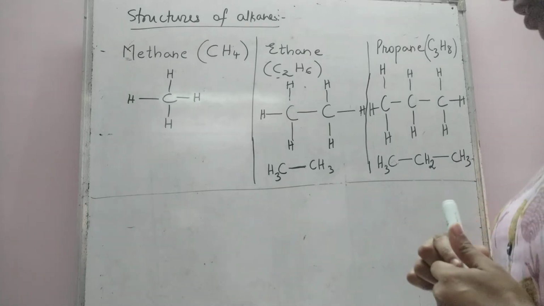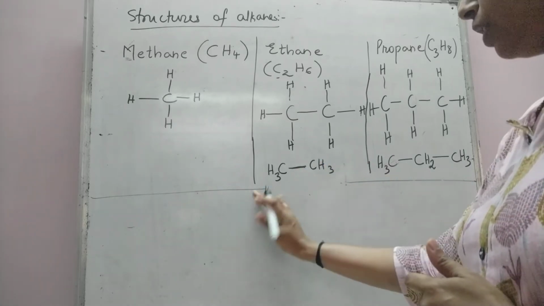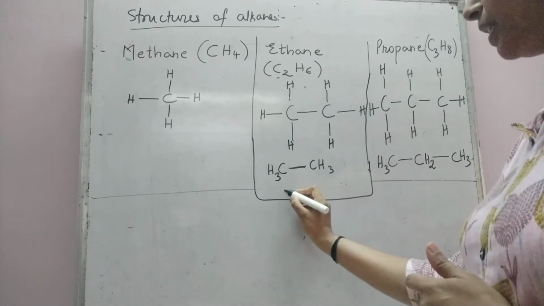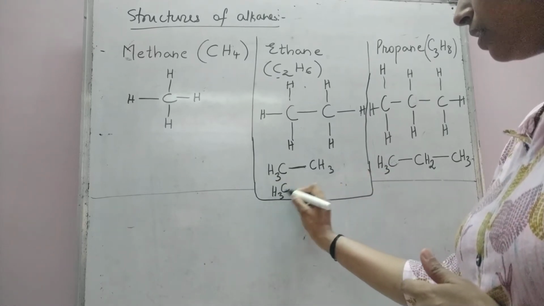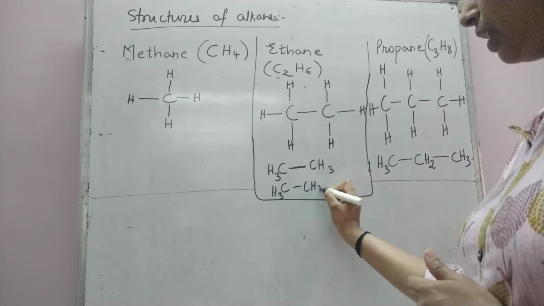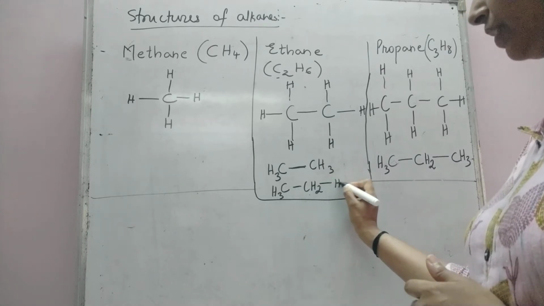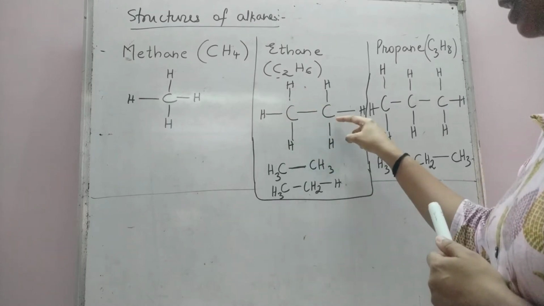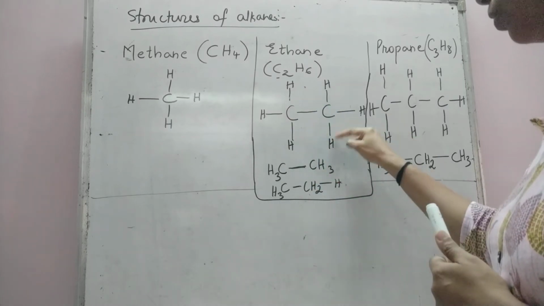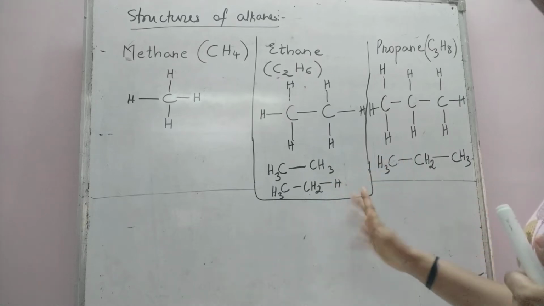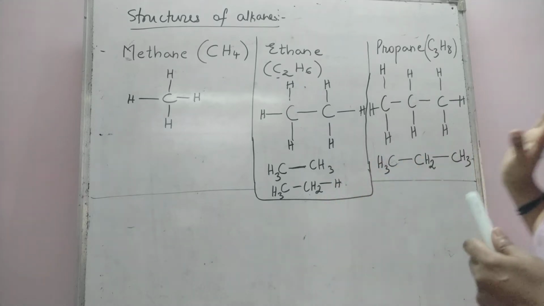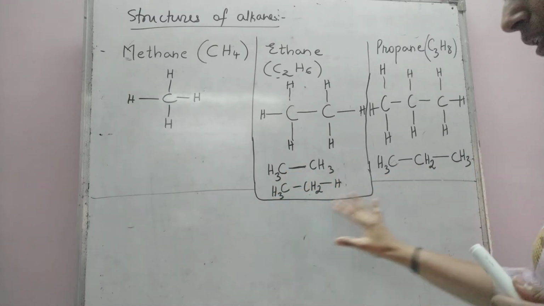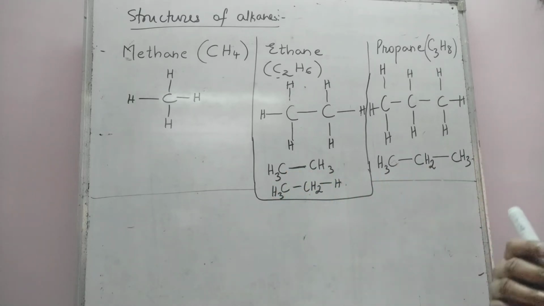Now the formula of ethane can also be written as CH3, CH2 and H. So this carbon atom is bonded to 3 hydrogen atoms. Then this carbon is bonded to 2 hydrogen and 1 hydrogen atom. You will find the formula written in this manner also. There is a purpose why I have written the formula in this way. I am going to talk about it later.